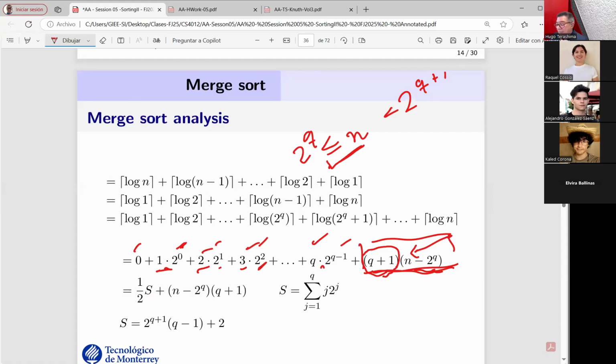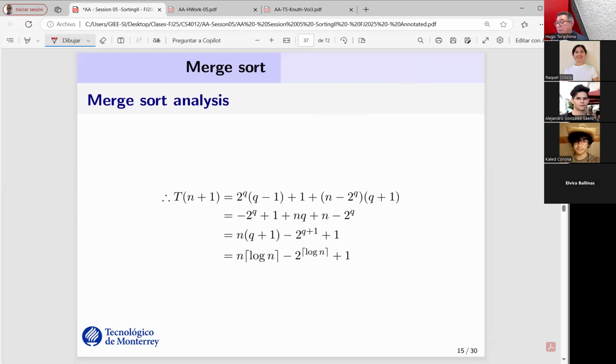I manipulate with this expression here. I solve for S up to here, right? And I get the expression, which is this. I'm just moving forward, but it's the same. The manipulation is the same, right?